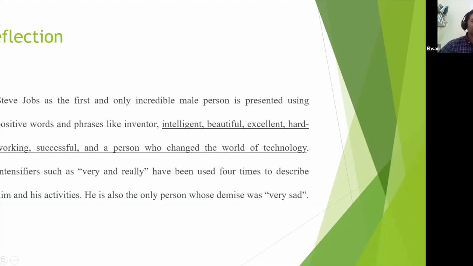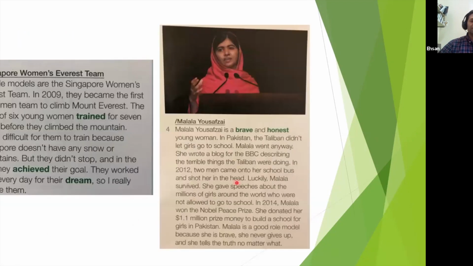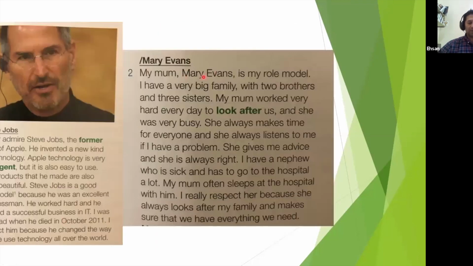But when we look at the text about the lady and about women in the paragraph, there are some points which have to be taken into consideration. For example, the text about, okay, I will show it right here. Yes, about Mary Evans.